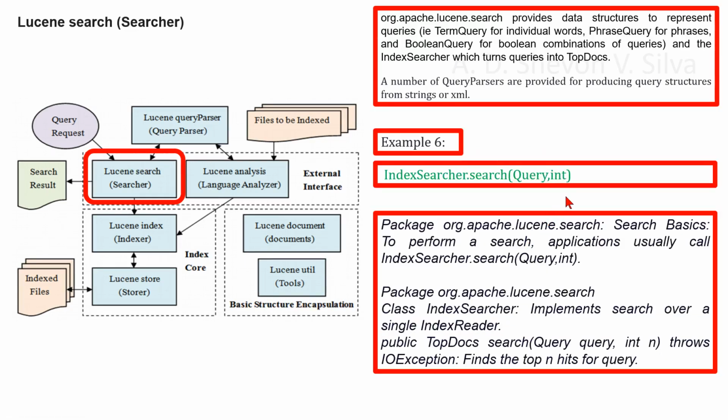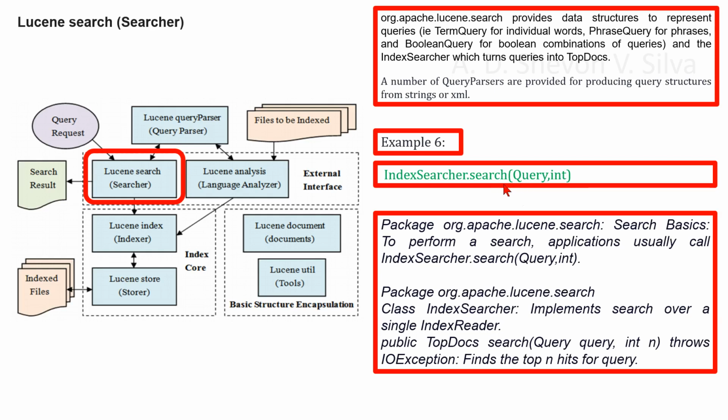Now we are considering search basics in package org.apache.lucene.search. To perform a search, applications usually call IndexSearcher.search(Query, int). The public TopDocs search(Query, int n) finds the top n hits for a query.